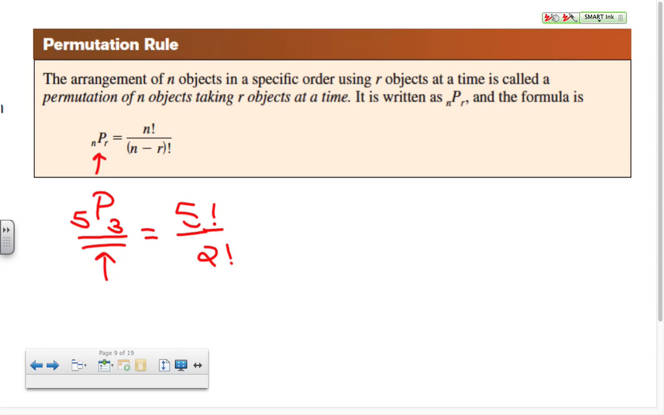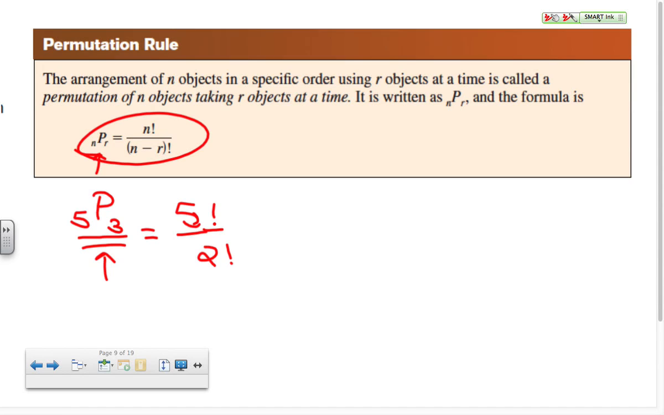So this is the formula. You want to write that down. You need that. How do I do 5P3 on the calculator? I'm going to show you in just a second. But what I want you to know first is that if I don't have the 5P3 button on my calculator, I can do 5 factorial divided by 2 factorial. So however many objects I have total, factorial, divided by that minus how many I'm choosing, because I'm trying to take out what I'm not using.